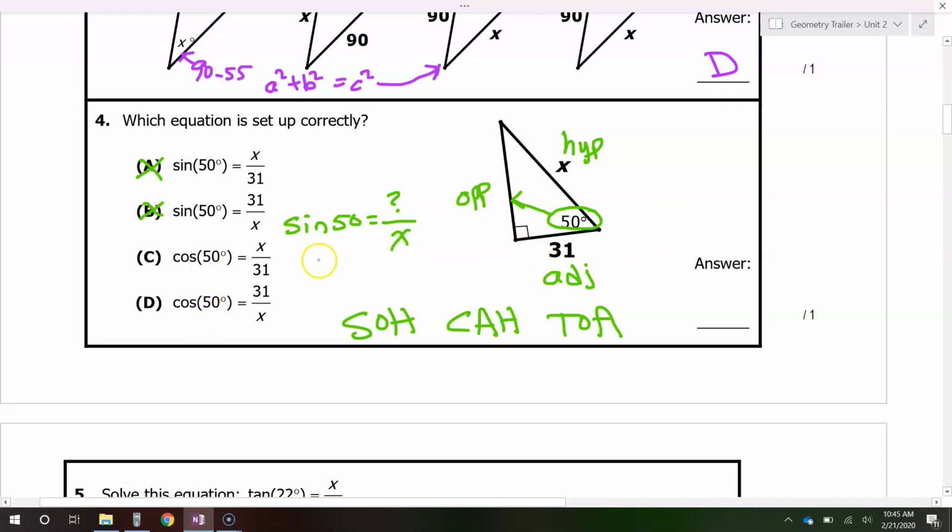So it's going to be one of these. Let's talk about cosine. Cosine of 50 degrees, cosine of the angle. Cosine is adjacent over hypotenuse. So that would be 31 over x. So this is the correct setup. I'm just going to look for that. Here I see that D is cosine 50 equals 31 over x. So the answer is D.